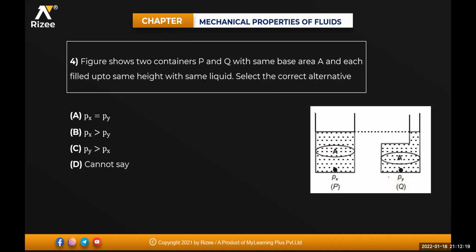Pressure is independent of the shape of the container, beta. If the height is the same, whatever is the pressure exerted by this liquid column, even for this one the height of the liquid column is the same. So pressure is equally distributed. So pressure at point X will be equal to pressure at point Y. Okay.